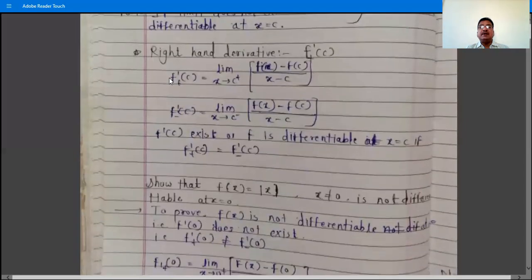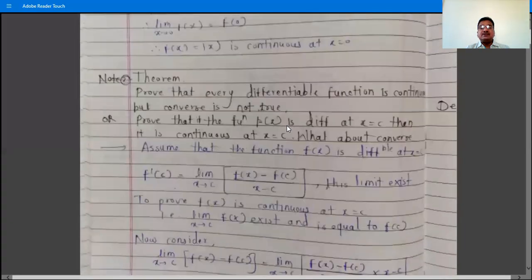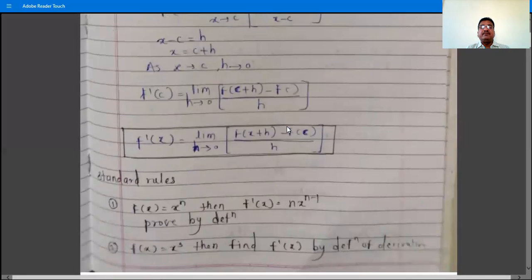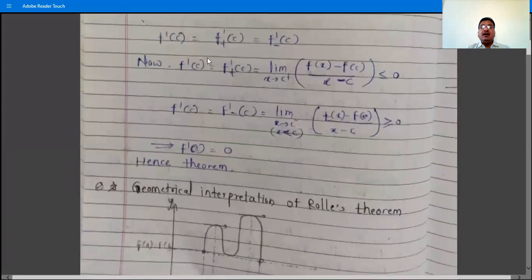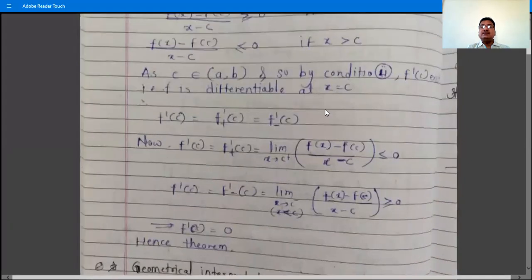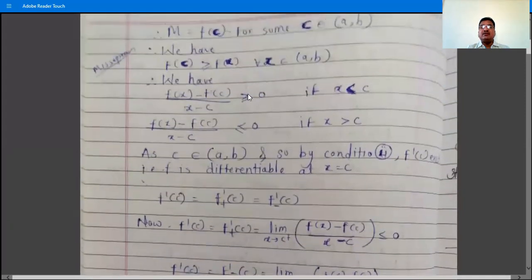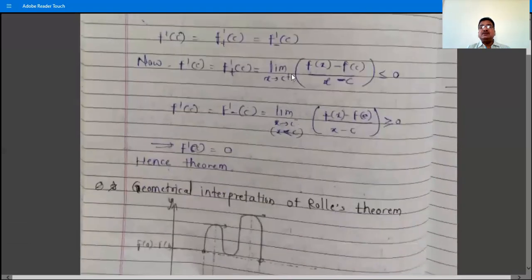And what is f'(C) plus? It is the limit as x tends to C plus of f of x minus f of C divided by x minus C, and f'(C) minus is the left hand derivative. So f'(C) is equal to f'(C) plus. What is the value of f'(C) plus? The limit as x tends to C plus of f of x minus f of C divided by x minus C, and this quantity is less than or equal to 0. This limit is less than or equal to 0 because, for f of x minus f of C divided by x minus C, x tends to C plus means x is greater than C.